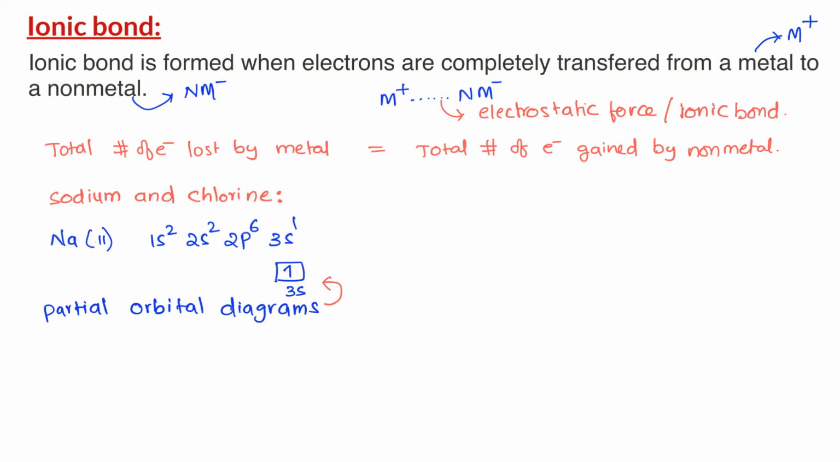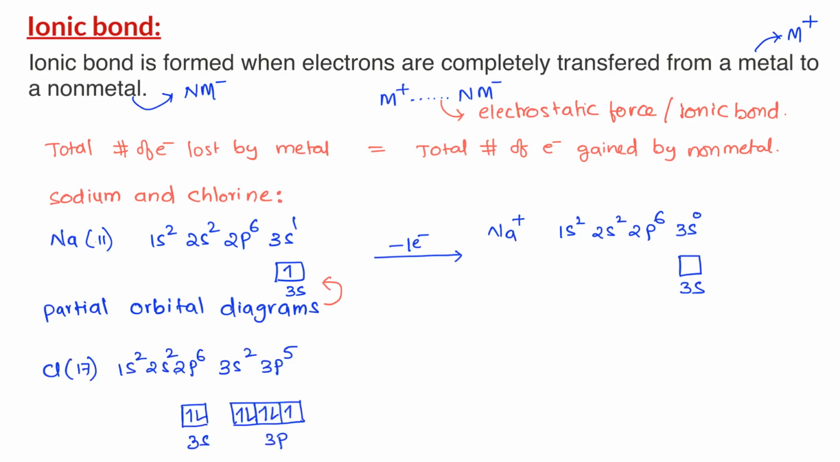The nearest noble gas to sodium in the periodic table is neon, and we know that neon has 10 electrons overall and octet configuration in its valence shell. Sodium has 1 electron more than that of neon. Therefore, sodium loses 1 electron to form a monopositive cation, Na+.